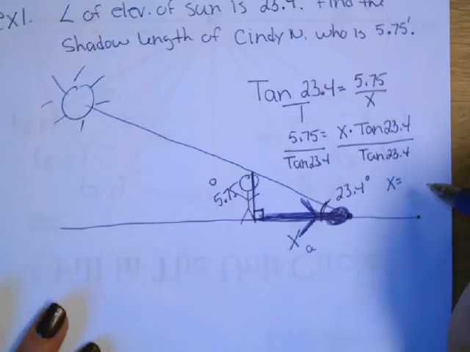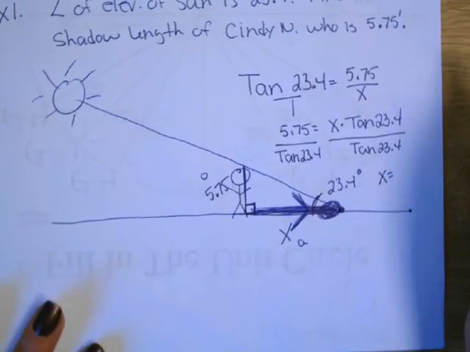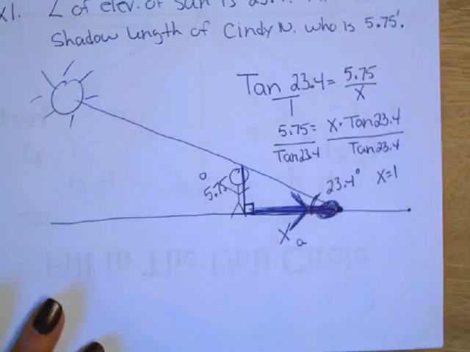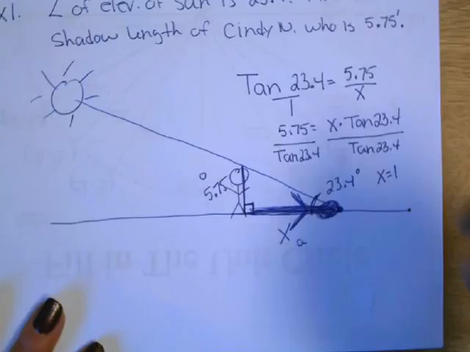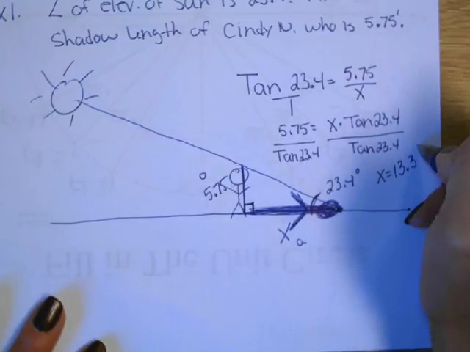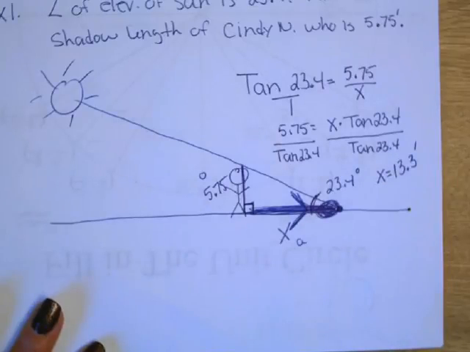Okay, so how long is her shadow? I got 13.29. What do they have in the book here? 13.3. Oh yeah, 3 sig figs. Any questions on that one? Pretty good.